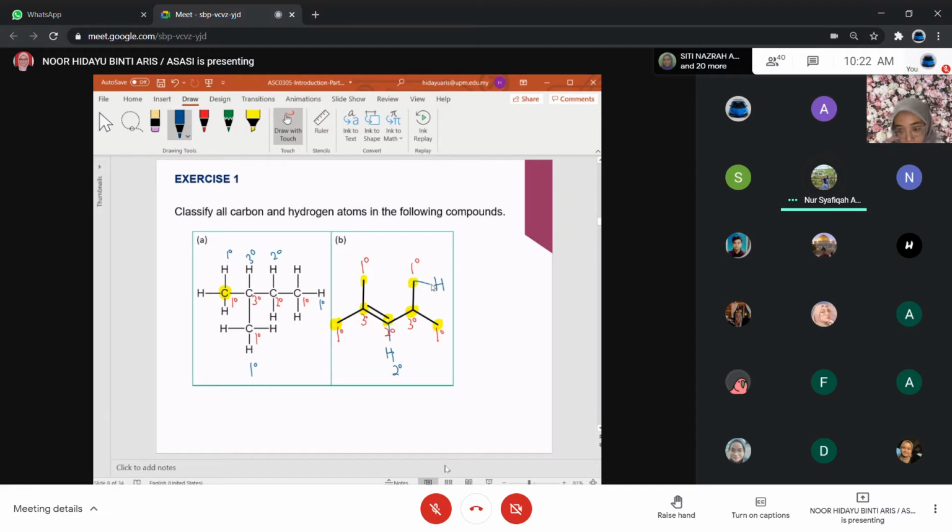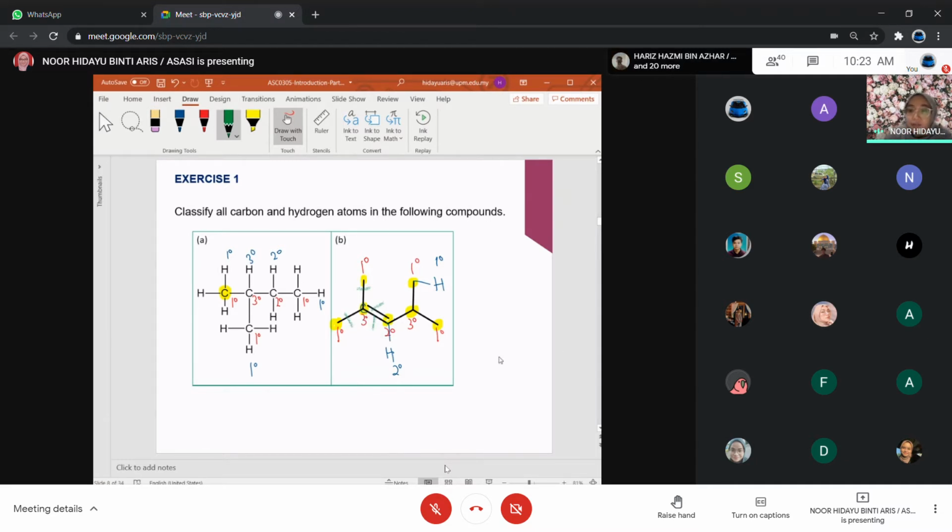Primary hydrogen. Okay, kat sini tertiary. Yang lain. Tengok dekat sini. Ada ke hidrogen? Tak ada. Sini 1, 2, 3, ni double bond ni 4. So kat sini tak ada hydrogen.